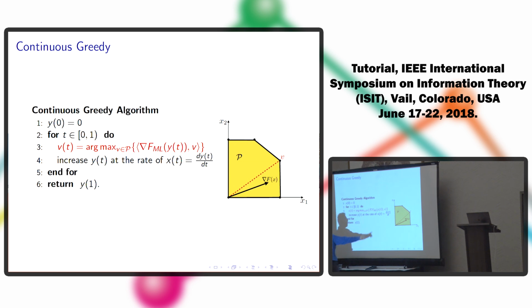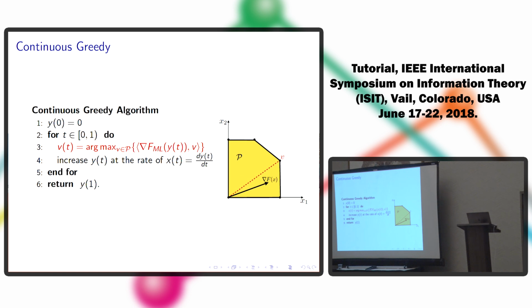Now, how much you go, the rate at which you go along that direction, is going to be dictated by y. So yt is going to be at the rate of this. Okay, so you start from 0, you solve this differential equation, and then the solution that you're going to return is y1. Is that clear? The question is, what is the approximation guarantee of this algorithm?